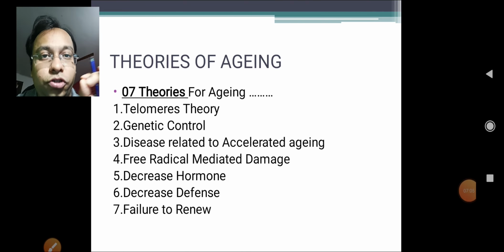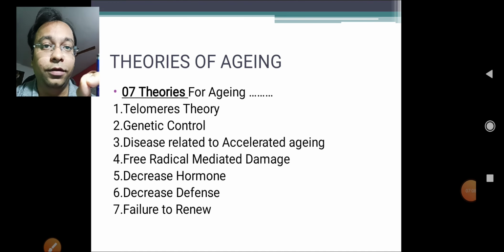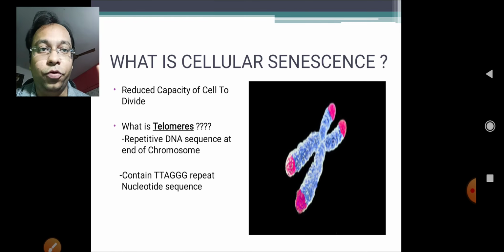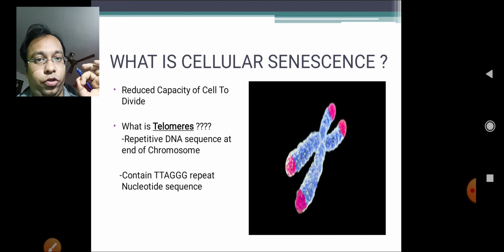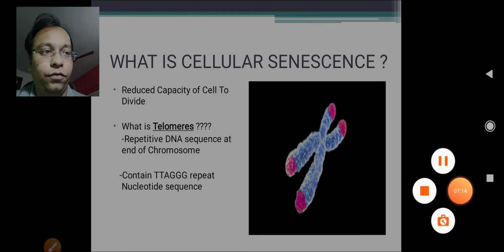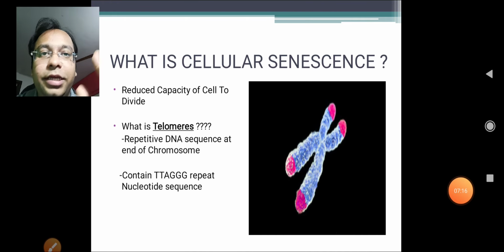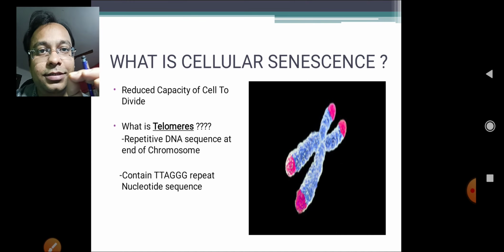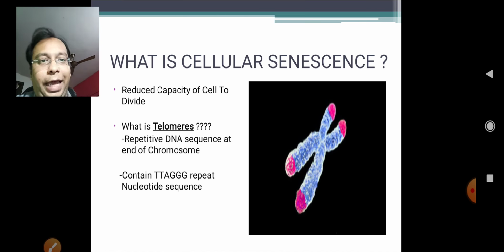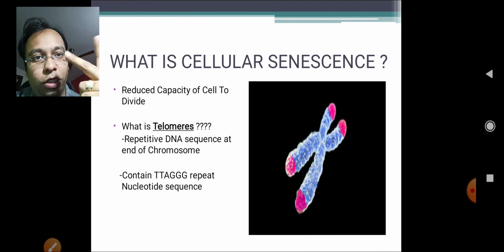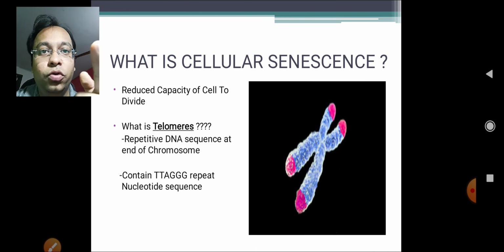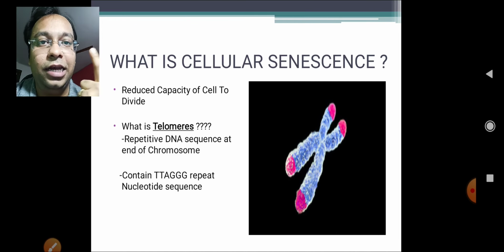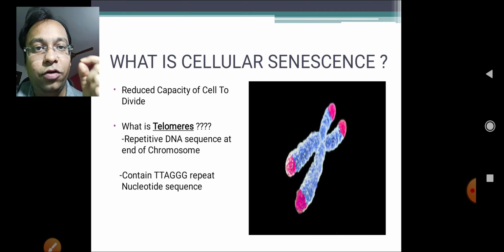Okay, guys. So listen to these theories carefully. It's very important. So first of all, before starting the theories of cellular aging, you should be familiar with what is cellular senescence and what is telomere. If you can understand these two terminologies, then you will be able to understand the first theory of cellular aging.